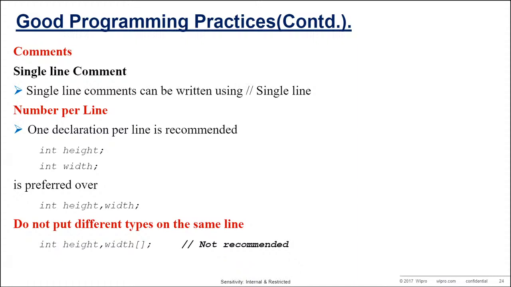And another thing is, each and every variable should be declared in a new line. As you can see here, one declaration per line is recommended. Whatever good practices you are seeing are as per the industry standards. There's nothing wrong if you declare in one single line also. But according to good programming practice, declare one variable per line. So this is what the industry standards say.